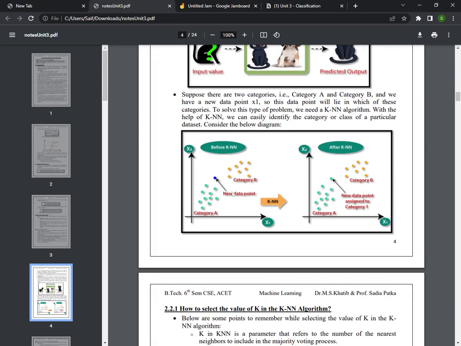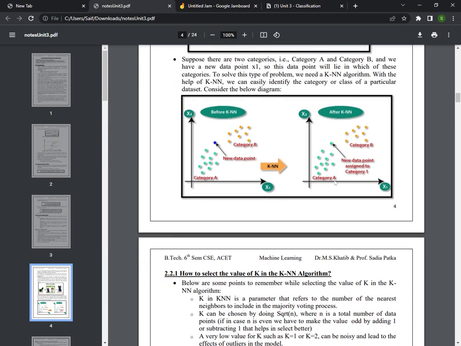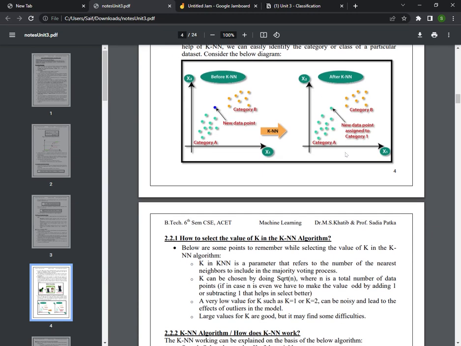Now this is an important diagram that you can draw. X2, X1, before KNN, category A, category B. We take this as a new point and we check which data point is nearest to it. So we calculate the Euclidean distance from category B points and category A points. Whichever is the nearest, that is category A, we make the data point into category A.